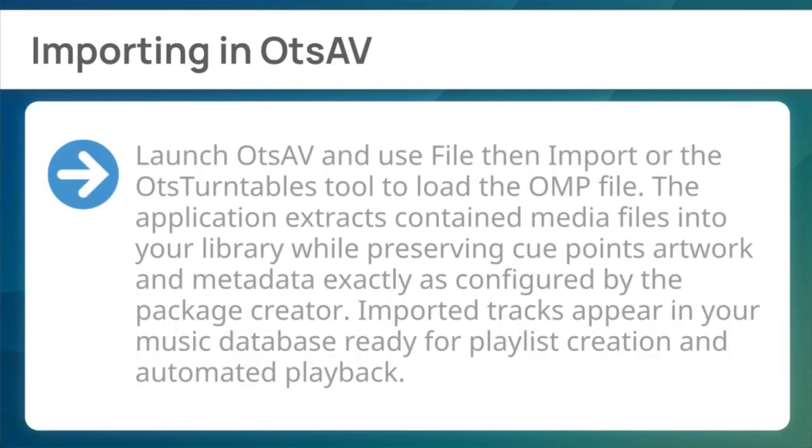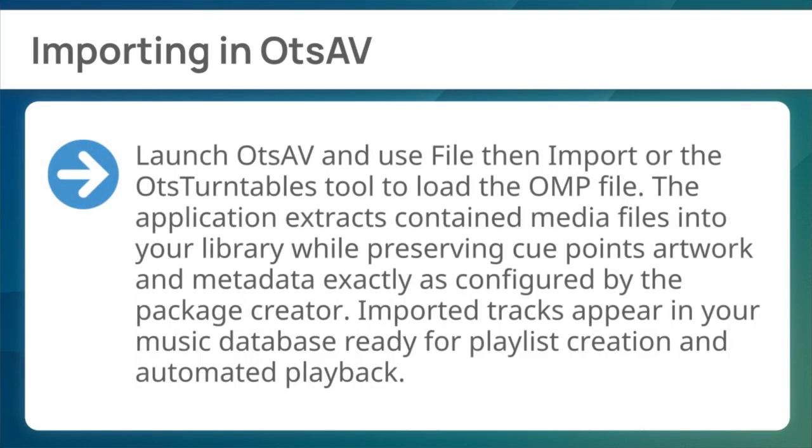First, importing in OtsAV. Launch OtsAV and use File then Import or the Ots Turntables tool to load the OMP file. The application extracts contained media files into your library while preserving cue points, artwork, and metadata exactly as configured by the package creator. Imported tracks appear in your music database ready for playlist creation and automated playback.